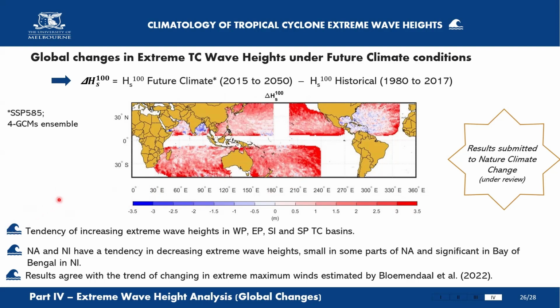And we have a tendency of decreasing extreme wave heights in North Atlantic and North Indian, but it's small in some parts of North Atlantic, decreasing just 0.5 meter. But it's significant in the Bay of Bengal in North Indian. We can see a decrease of up to 2 meters in the wave heights. These results agree with the trend of changing in extreme maximum winds estimated by Blumendahl. And these results were submitted to Nature Climate Change and are under review now.